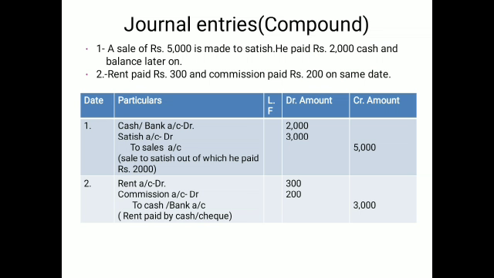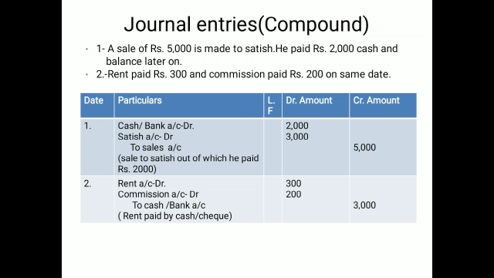The first transaction given is a sale of rupees 5,000 made to Satish. When the sale has been made to Satish for 5,000, you have to write the sales with the 5,000, and he paid out of this only 2,000 in cash. So the businessman is getting the money, 2,000. So the cash will be entered with the 2,000.